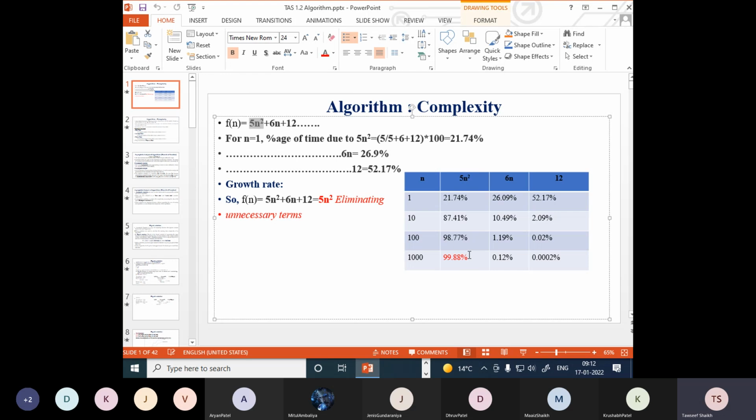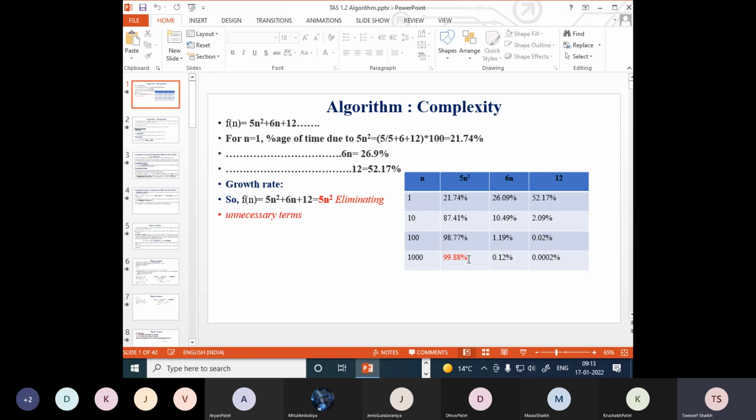99% and even more of the time is taken only by this quadratic term, while the linear term takes very little CPU time, and the constant takes almost 0. It takes place in the blink of an eye. So 5n square is equal to 99.88%. That is not exact, but it is approximately equal to 100%. There is only a minute gap between 100% and this 99.88.